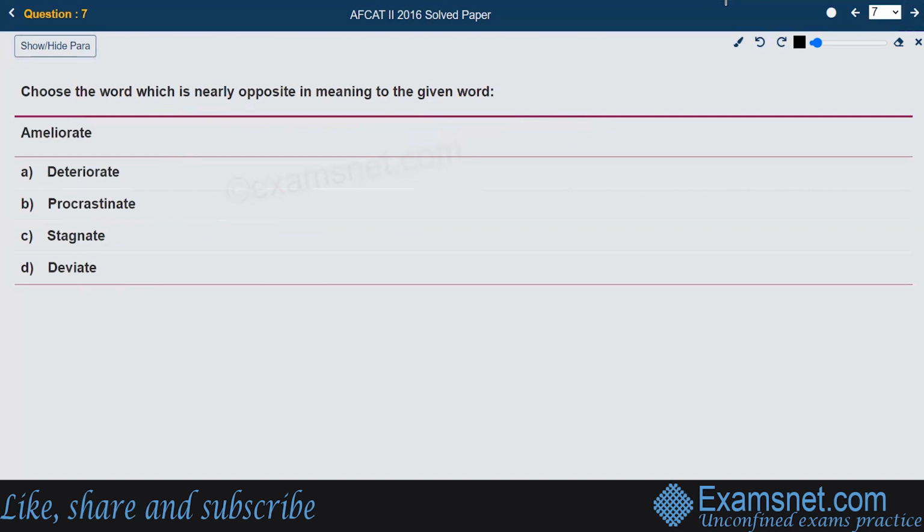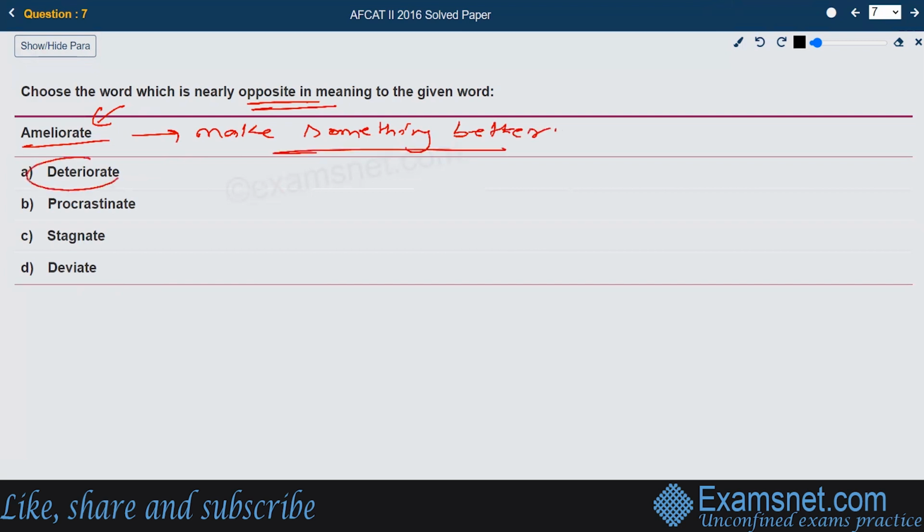Next, choose a word nearly opposite. We are again supposed to find out the opposite. The word given is ameliorate. We have to first understand the meaning of ameliorate. Ameliorate means to make something better. That is what ameliorate means. Make something better. Okay. Now let us look at the options.